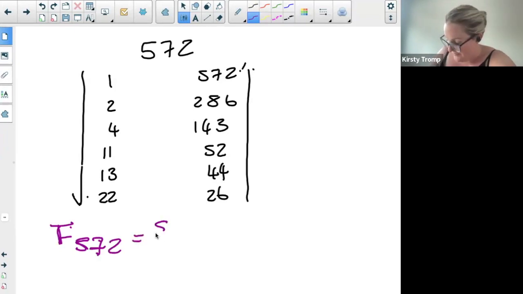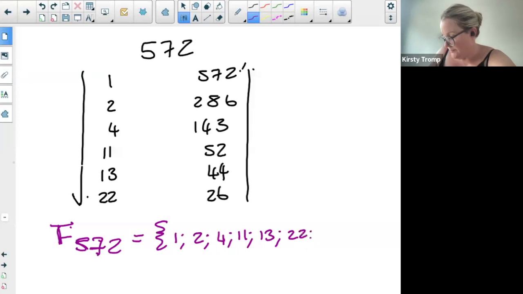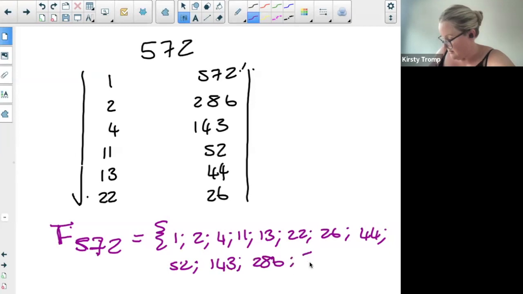The factors of 572. Right, let's go. 1, good. 2, 4, 11, amazing. 13, yep. 22, cool. 26, perfect. 44, yep. 52, cool. 143, great. 286, and 572. You're amazing. Well done.